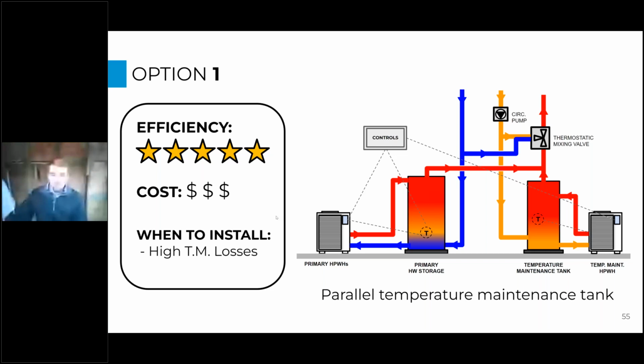We're giving this 5 stars for efficiency because we are using a heat pump water heater to heat the full temperature maintenance load. So this type of system is really good when there are really high temperature maintenance losses. So maybe if you have a really big building that doesn't have a ton of domestic hot water usage, but you still have to circulate hot water throughout the entire building. That means you're going to have a really high temperature maintenance load that should be satisfied by a dedicated heat pump water heater. So this is going to cost a little bit more because you have to buy heat pumps to handle this load, but it pays off in efficiency in that application.